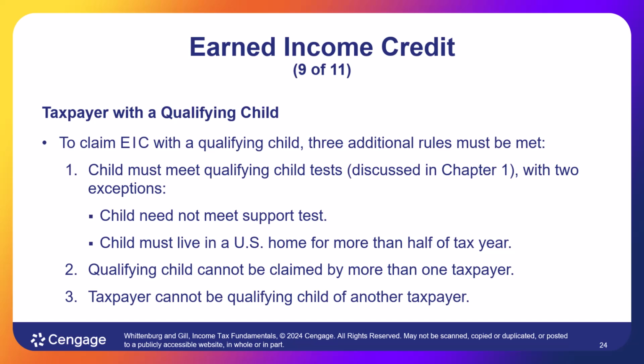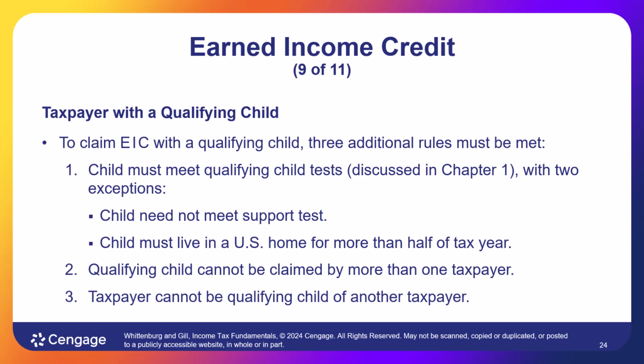To claim EIC with a qualifying child, there are 3 additional rules besides the 7 we talked about. The child must meet the qualifying child test with 2 exceptions. The child need not meet the support test, so not 50%. The child must live in the U.S. home for more than half the tax year.